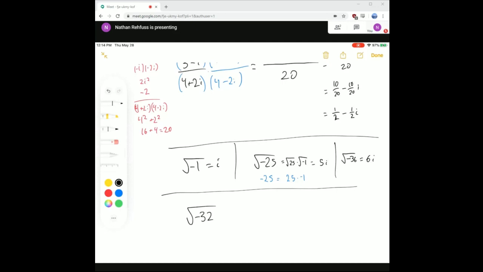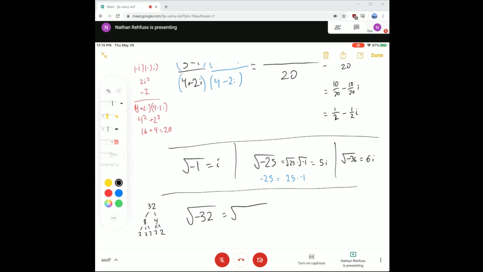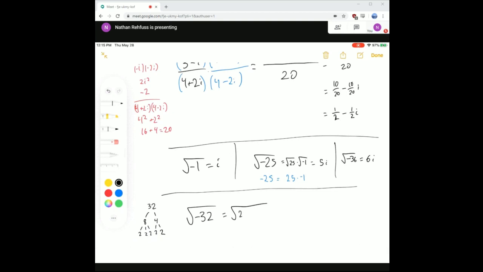What I'm going to do here is factor. So I could make a factor tree if I want. 32 goes 8 and 4. This is all 2s. It's 2s all the way down. So what this tree is telling me is I just count the leaves, not the branches. 32 is the same as 2 times 2 times 2 times 2 times 2. So what I've got here is root of 2 times 2 times 2 times 2 times 2 times negative 1.